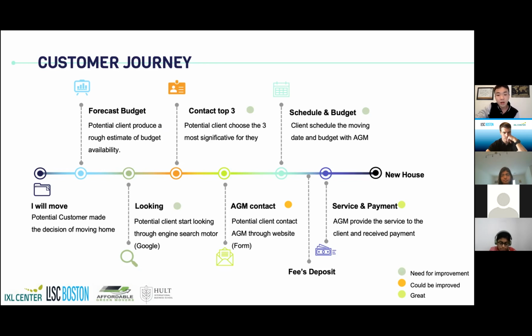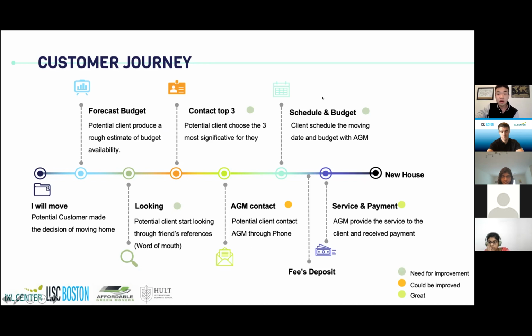Some of the points where we think the company needs improvement are, first, on the digital side. If you look at the looking part and the contact the top three, we think that AGM is not really in the top three when you look on Google for Boston. Also, talking to Ed a little bit further, we see some problems with the whole scheduling part and the budgeting.